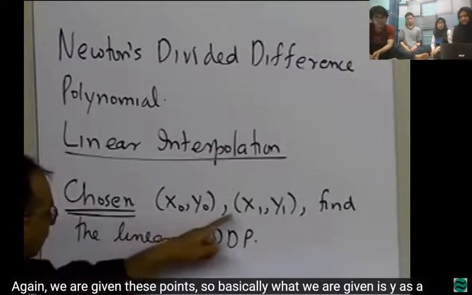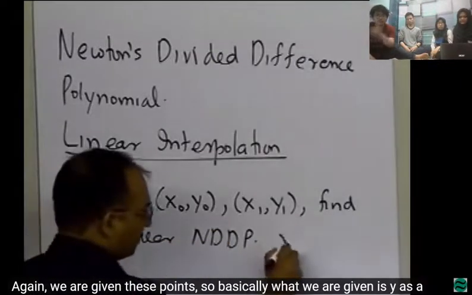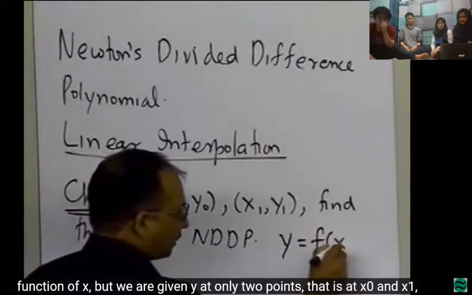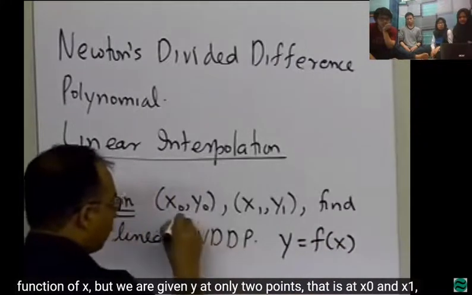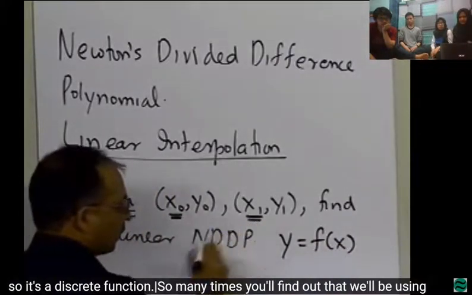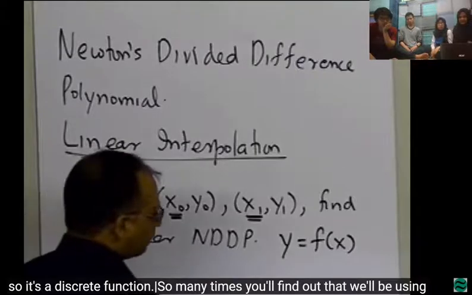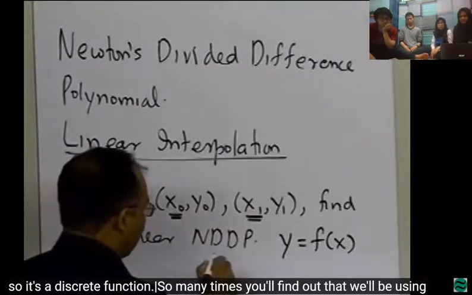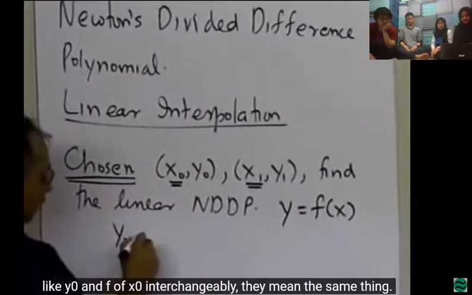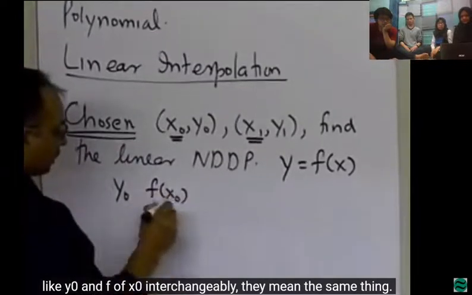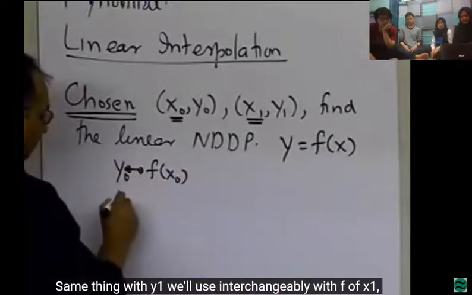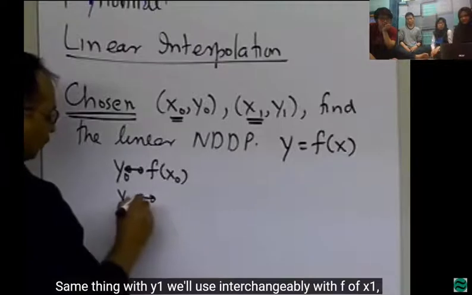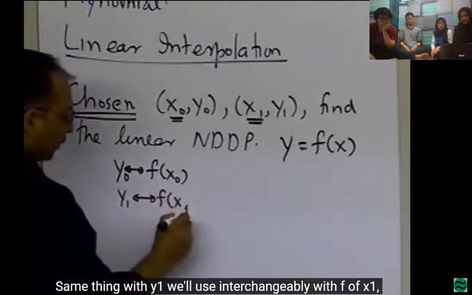Again, we are given these points, so basically what we are given is y as a function of x, but we are given y at only 2 points, that is at x naught and x1. So it's a discrete function. Many times you'll find that we'll be using y naught and f of x naught interchangeably. They mean the same thing. Same thing for y sub 1, we'll use it interchangeably with f of x1.